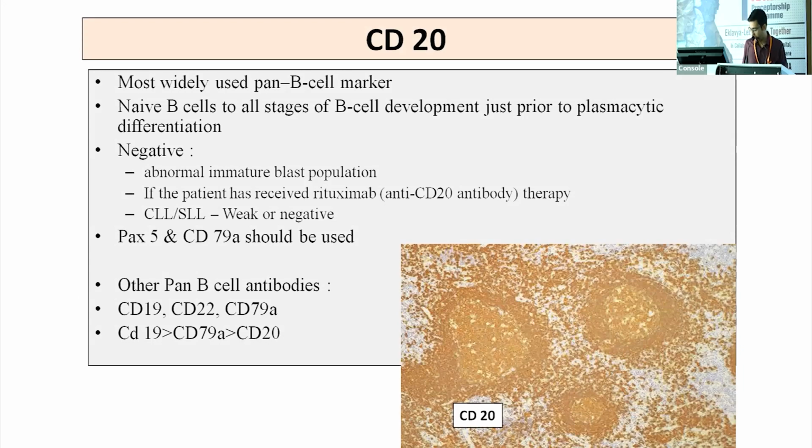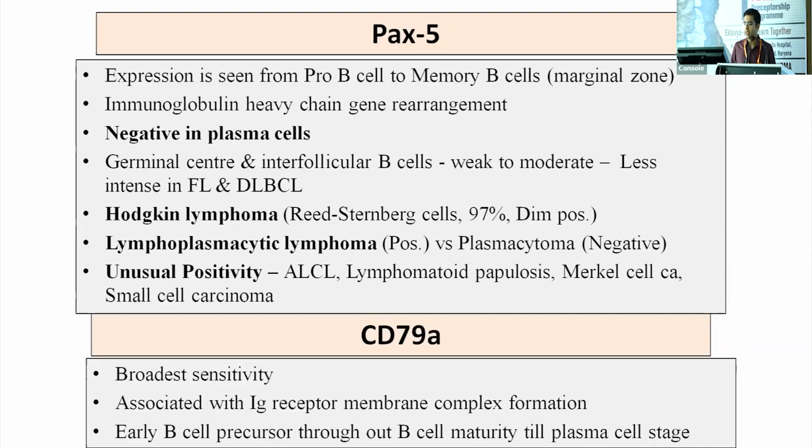I will go a little bit fast here as we have discussed most of the points. So CD20 is the most widely used pan B cell marker. Its expression stops just before the plasmacytic differentiation, and it is positive in CLL, SLL. PAX5 and CD79A should be used when rituximab has been used, because rituximab targets CD20, so it leads to loss of CD20 expression. So it should be supplemented by other B cell positive markers like CD19, CD22, CD79A. CD19 has the maximum range, I should say, remaining positive from a very early to late stages of maturation.